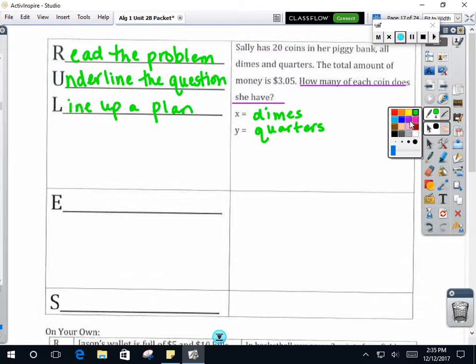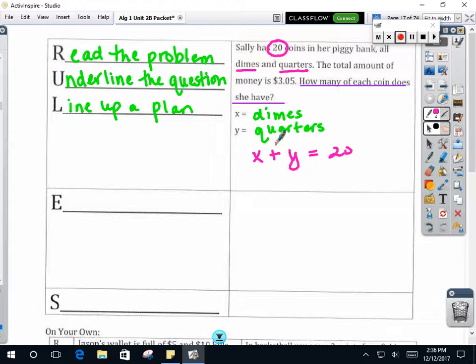Okay, the first statement says she has 20 coins in her bank and all dimes and quarters. How do I write that equation? Right, her dimes plus her quarters is 20 coins. We don't put a number on those because we currently don't know how many of the 20 are dimes and how many of the 20 are quarters. So we just leave it dimes and quarters total up to 20.